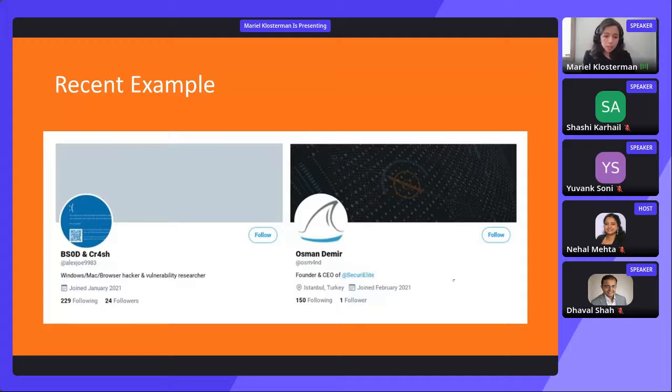And here's another example of Twitter accounts. If you'll notice right here, they have low followers, but in another example that I'll show you later, they have a lot more followers. But if you'll notice, one thing is that these accounts joined February and January of this year. So that's one of the ways you can tell: sometimes an account is recently created or made specifically for this purpose.